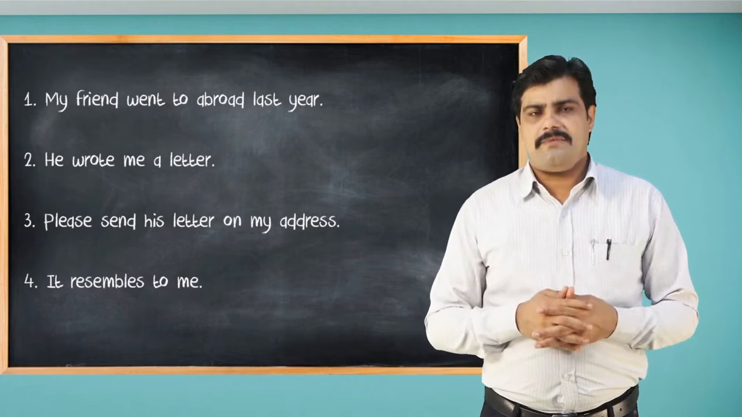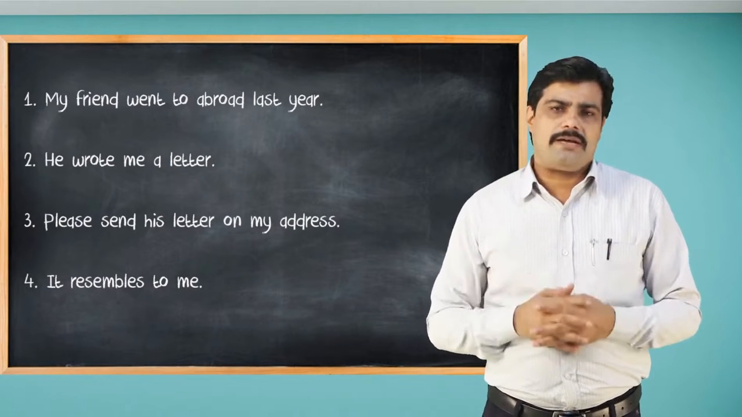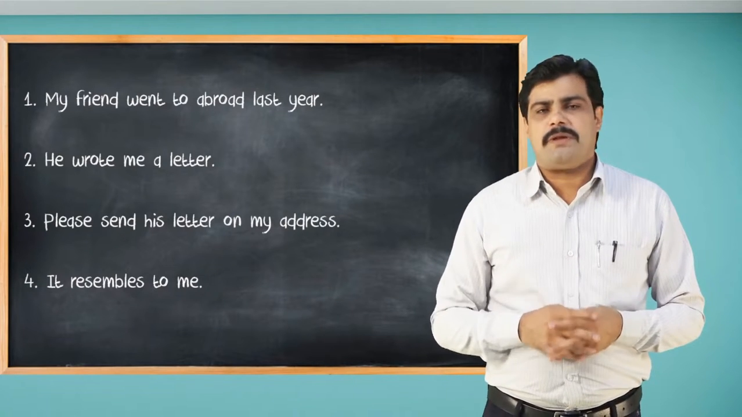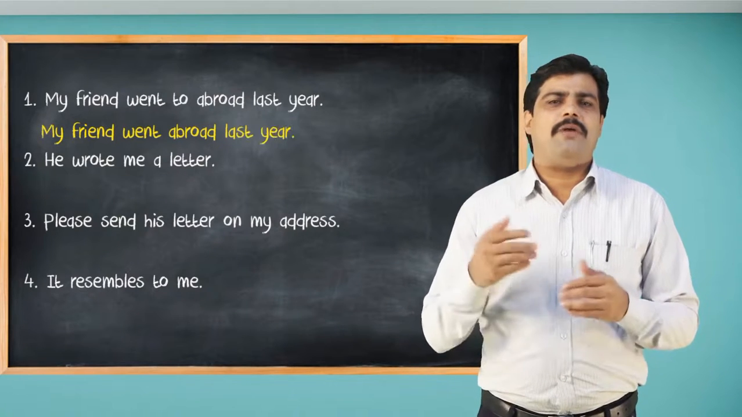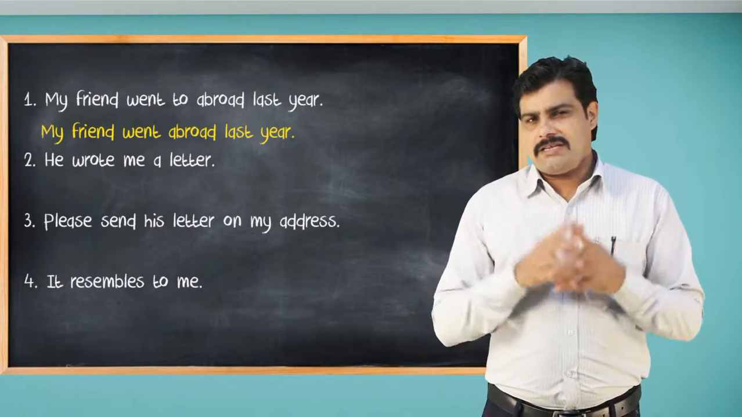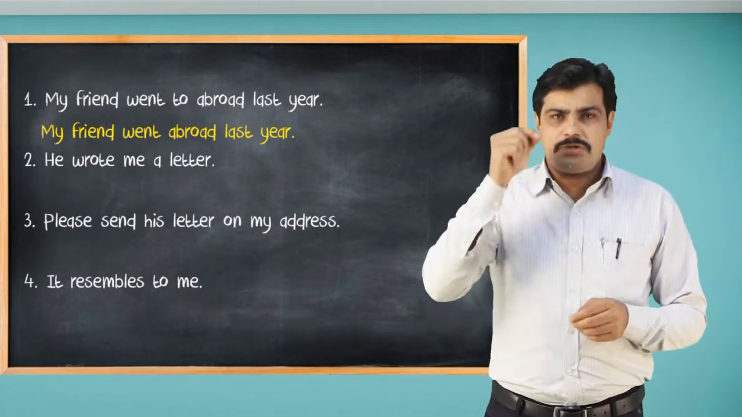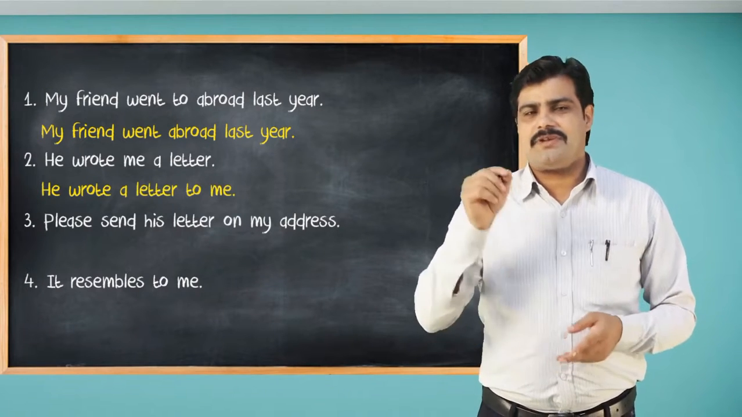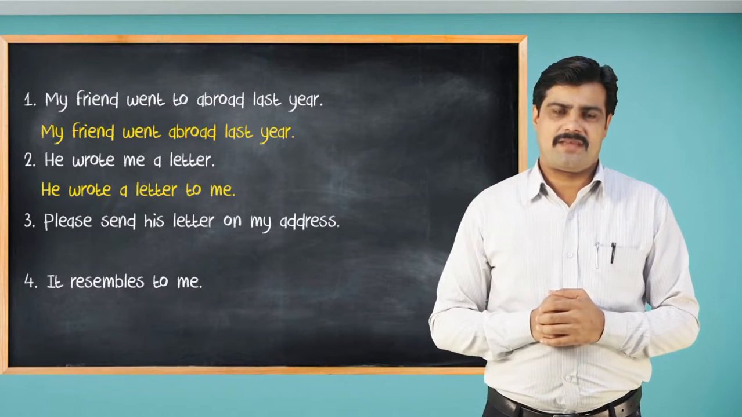Now let's see the first sentence. My friend went to abroad last year. Before abroad, we don't use the preposition to, remember. So say the sentence, my friend went abroad last year. Second sentence, he wrote me a letter. Use to and say he wrote a letter to me is the right sentence. Use of preposition is a must here.